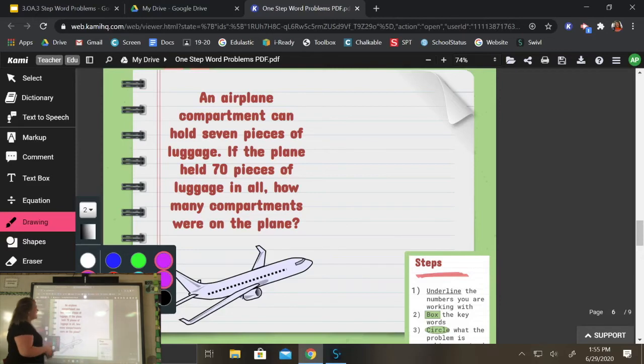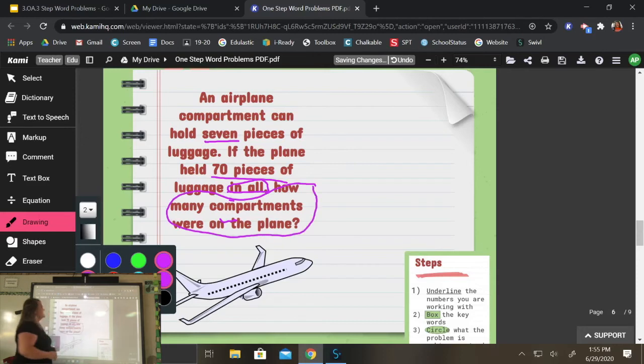So we have an airplane compartment can hold 7 pieces of luggage. If the plane held 70 pieces of luggage in all, that's going to help us. It's holding it in all. How many compartments were on the plane? So that's what it's asking us. So we'll read it one more time. An airplane compartment can hold 7 pieces of luggage. If the plane held 70 pieces of luggage in all, how many compartments were on the plane?